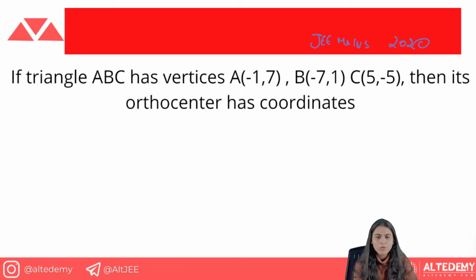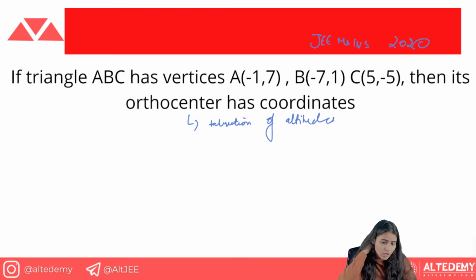Okay, so we remember what we did: centroid, incenter, orthocenter. What was the orthocenter? The orthocenter was the intersection of altitudes. Remember it. Now what we have here is the triangle, and we have the orthocenter.